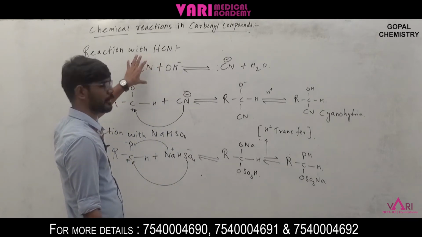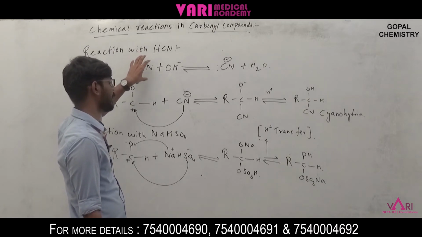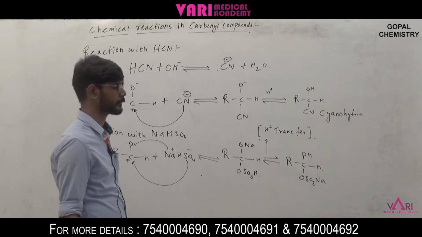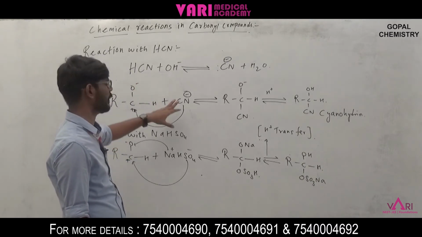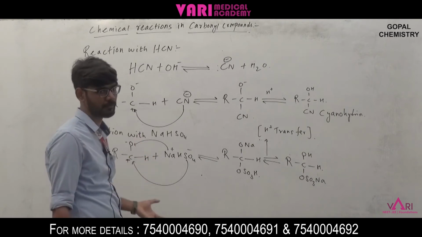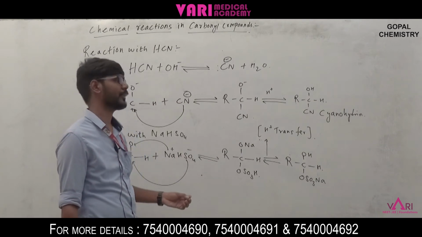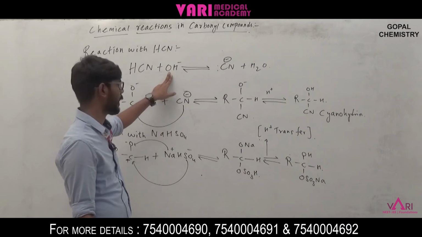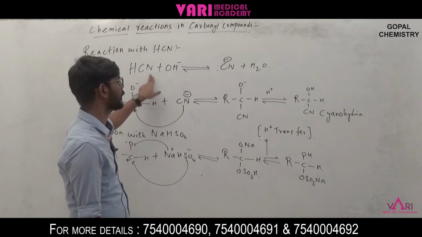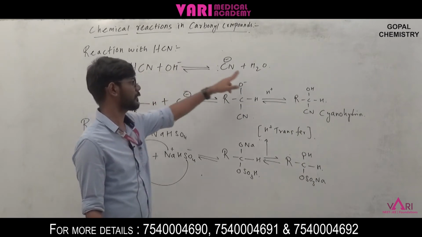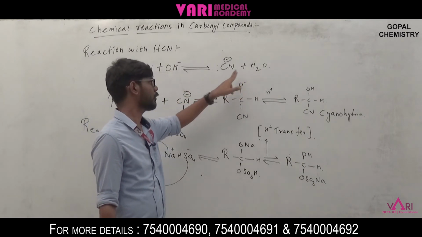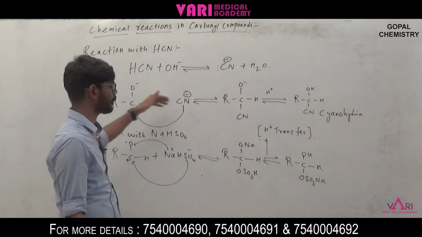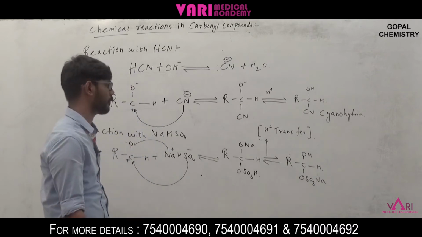We can ask: can we easily add this hydrogen cyanic acid to this carbonyl compound? It will not easily happen. So first of all we have to generate the nucleophile. That's why we add one more nucleophile, a base, which will abstract this proton from the acid, which then becomes a water molecule. In result we get CN minus, which is the nucleophile. It will add up and we will get cyanohydrin, followed by reactions, right?